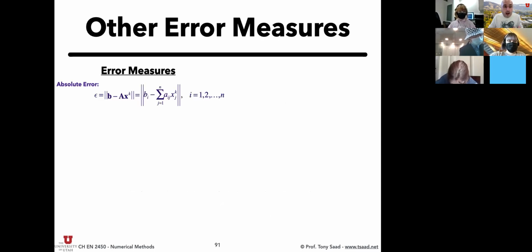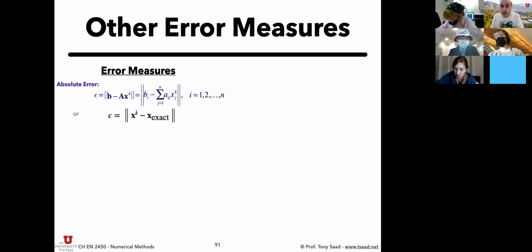So one of the other error measures is to take b minus A x to the power k, and take the norm of that. So b is your right-hand side vector, and A x to the k is your coefficient matrix times your current solution. That's a vector, so b minus A x k is a vector, and you can take its norm. You can use that as an absolute measure of the error. That's a sort of true error because you're looking at the real system you're solving. And so that's one measure of the error.